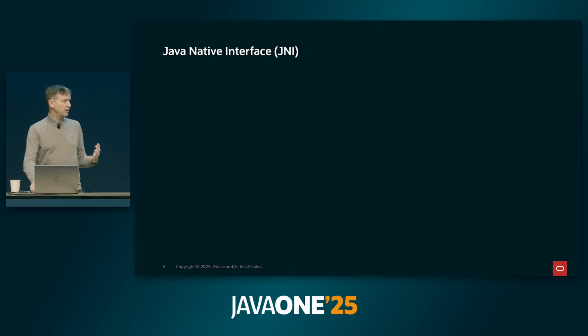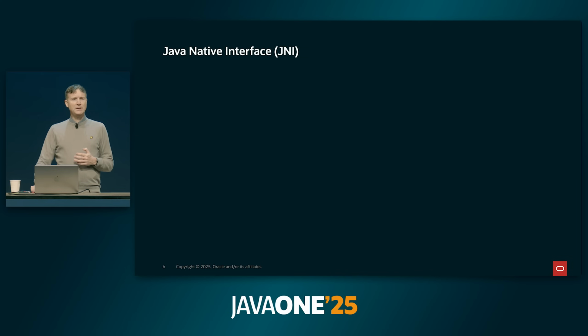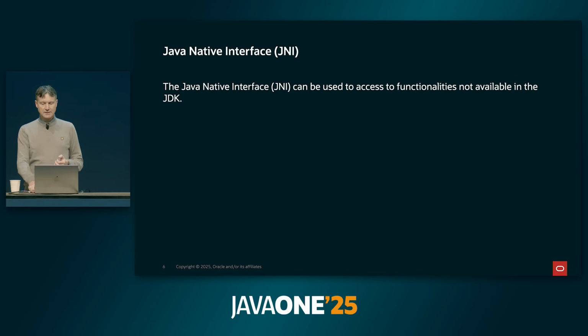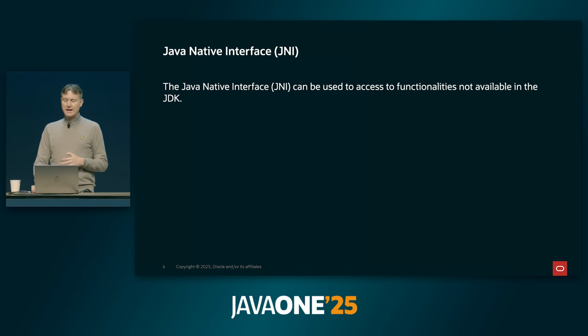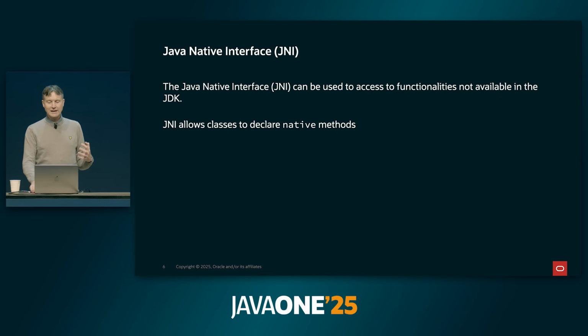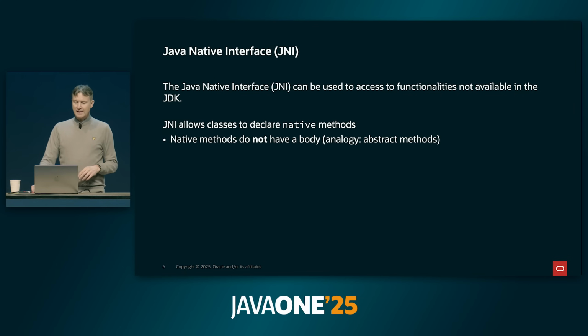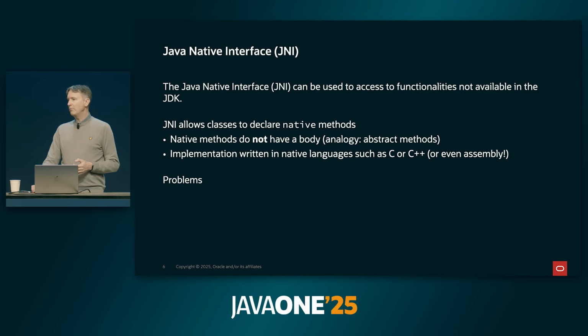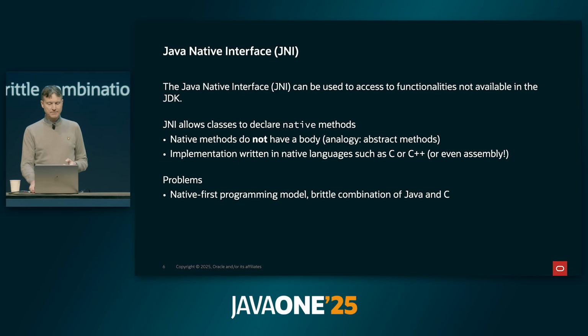Up until now, or rather up until recently, the only way to do that was basically through JNI, which is the Java Native Interface. And JNI allows us to access functionality that's not in the JDK. So what you do is that you declare one or several methods as native methods, and they don't have a body. It's kind of an abstract method. And then you can write the implementation of that method in C, C++, or perhaps even assembly. And I've seen horrible implementations of such functions.